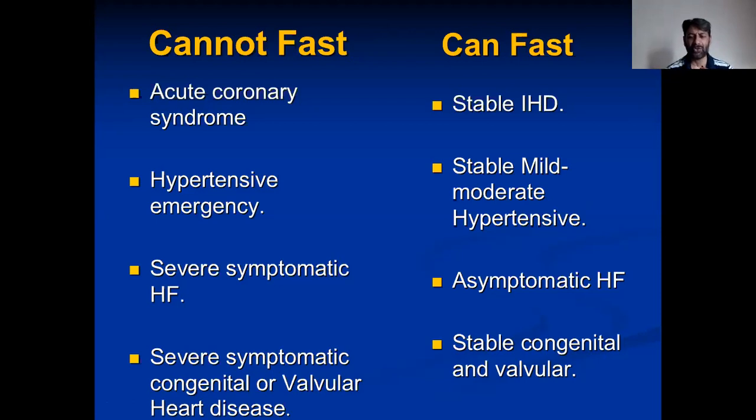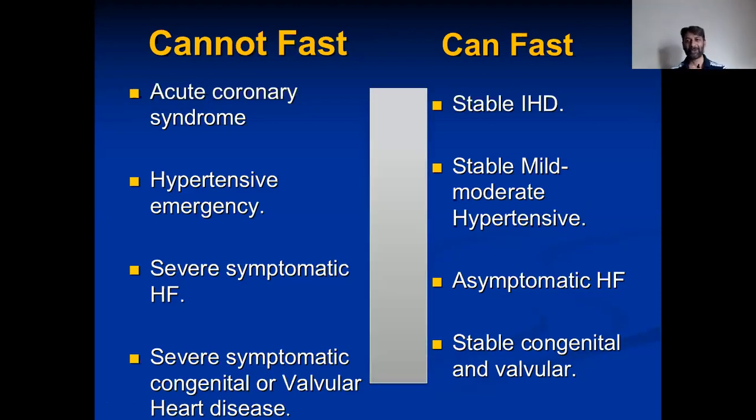Now the thing which really matters is when to say that your patient is stable and when to say that he is in the acute category. A lot of patients may have a status which is gray. So before deciding about a cardiac patient, whether he can or can't fast, you have to assess his clinical status, his category, and the stage of disease at which he is right now, starting from acute coronary syndrome to stable IHD, hypertensive emergency to a stable asymptomatic hypertensive, severe symptomatic heart failure or a stable heart failure.